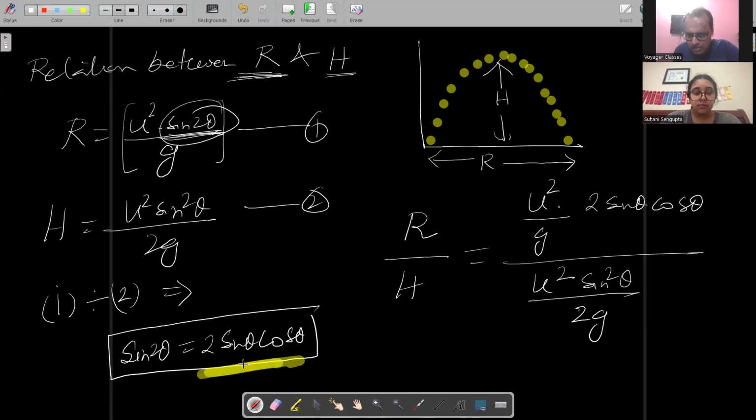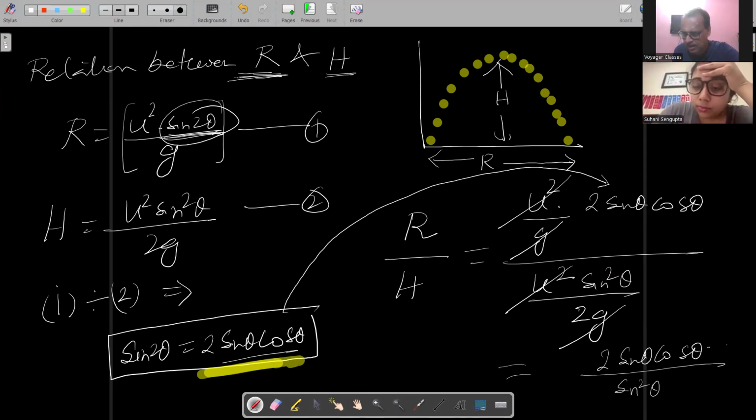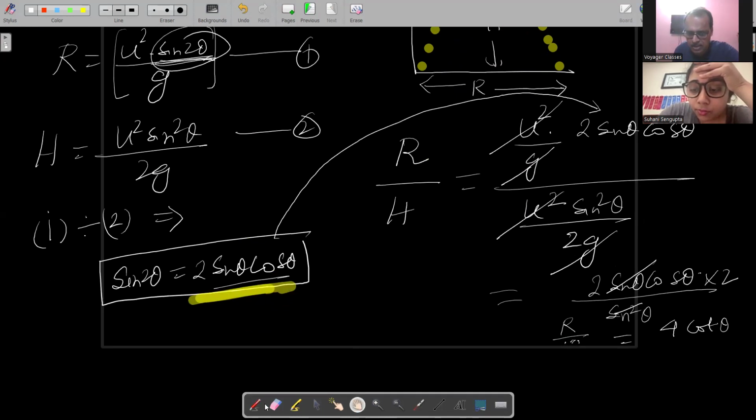Clear? So now this value we have put over here, and here u square by g, whatever the value was. And here u square sine square theta by 2g, that is the value of H, the maximum height attained by the projectile. So now this will strike out this, this will strike out this. Ultimately it comes down to 2 sine theta cos theta divided by sine square theta into 2. So these 2 will go upwards, and one sine theta will be cut over here. So it comes down to 4 cot theta. So 4 cot theta is R by H. That is the relationship between R and H.